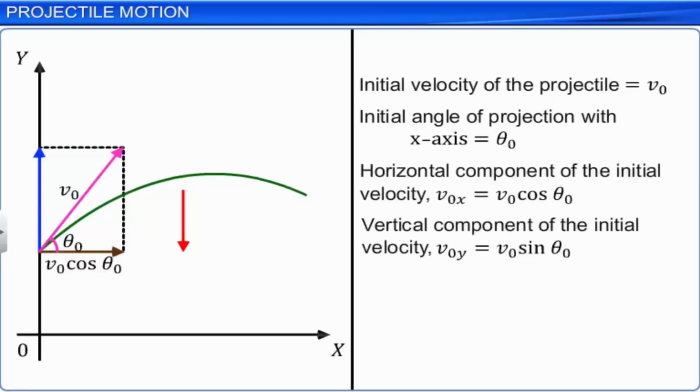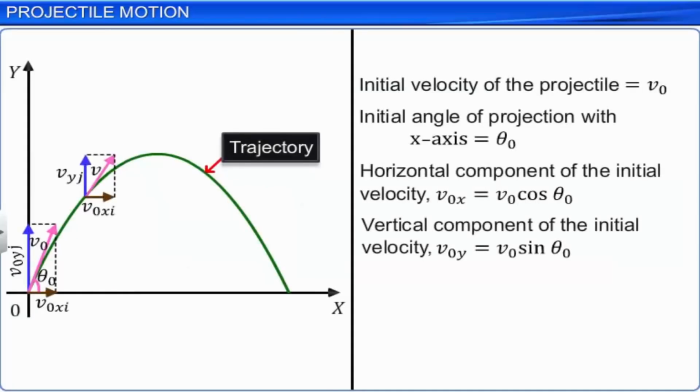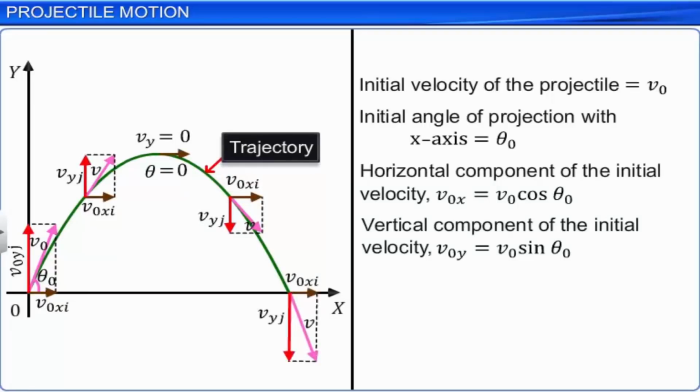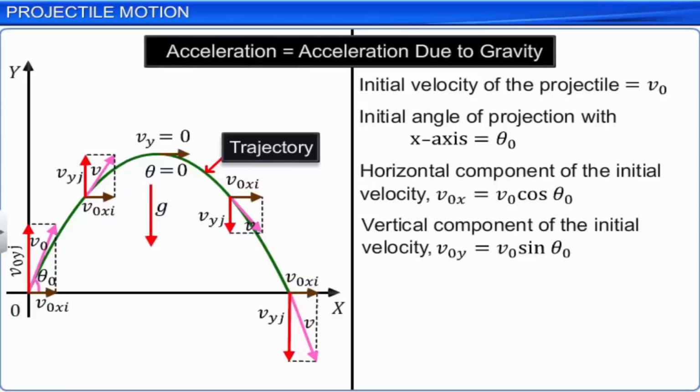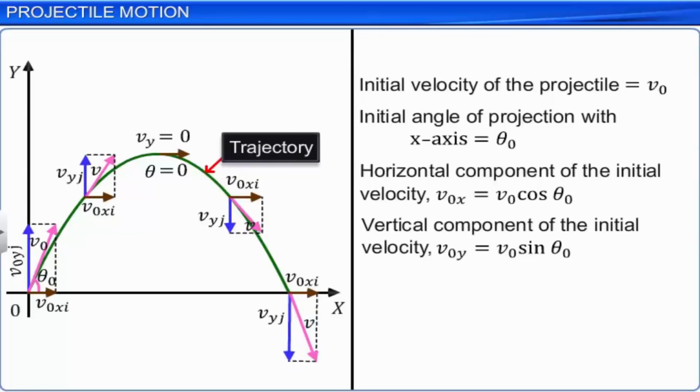This vertical component keeps on changing with its position and lapsed time of the projectile, as the vertical component of the projectile motion has an acceleration equal to the acceleration due to gravity. Here, a is equal to minus gj, ax is equal to 0, and ay is equal to minus g. Consider the origin is at the initial position of the projectile.